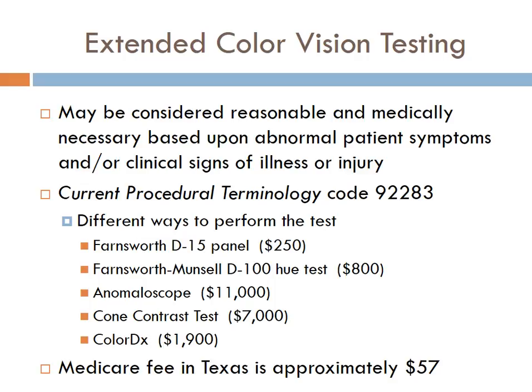I mean, I know individual doctors that have reported and performed hundreds of these tests per year. I probably do, I don't know what my numbers were in 2016, maybe 120, 130. So it's not like I'm doing it every day, all day, but it's something I do regularly to take care of my patients. You can see the cost of the different tests. There's a pretty wide range, going as low as $250 for the D15 to as high as $11,000 for an anomaloscope, and practically anywhere in between.